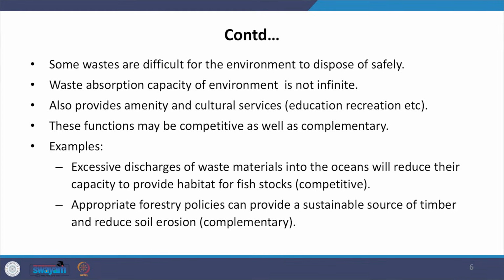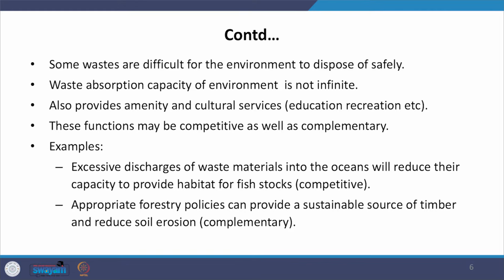Some waste which is released by us into the atmosphere cannot be safely disposed of. Even some waste cannot be disposed of at all, like radioactive materials and heavy metals. If we are releasing such kinds of waste into the atmosphere, then they cannot be absorbed by the environment. The environment may take hundreds of years to absorb them. Therefore, the waste absorption capacity of the environment is not infinite.